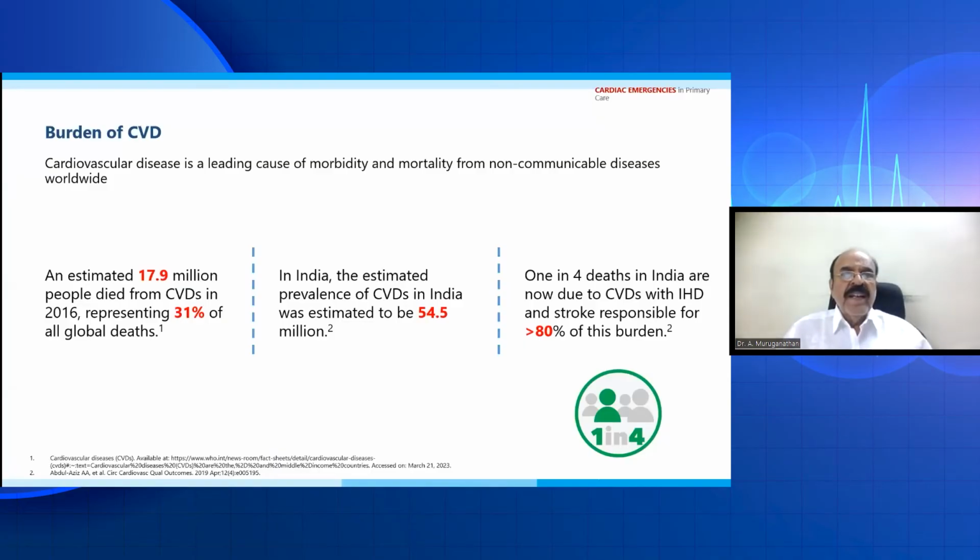The burden of cardiovascular disease is one of the leading causes of morbidity and mortality from non-communicable disease worldwide. An estimated 17.9 million people died of cardiovascular deaths in 2016, representing 31% of all global deaths. In India, the estimated prevalence of cardiovascular disease was 54.5 million. 1 in 4 deaths in India are now due to cardiovascular deaths, especially ischemic heart disease and stroke, responsible for more than 80% of this burden.